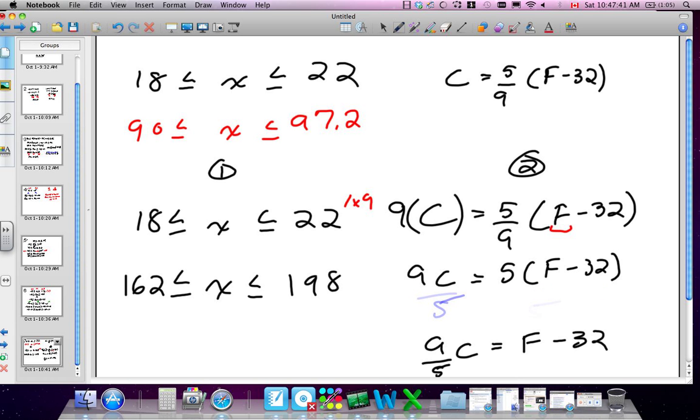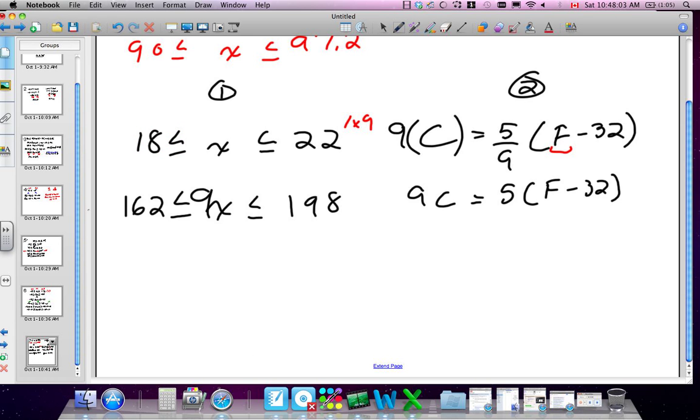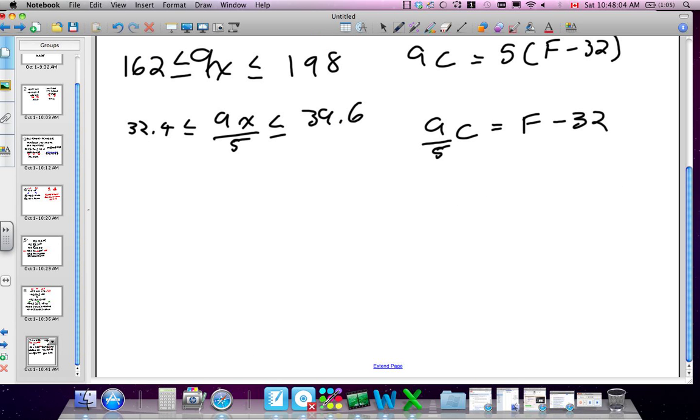What are we going to get over here? 32.4. Oh, sorry, I also forgot to put 9x there. And this will become 9x divided by 5, okay? Less than or equal to 39.6. Yeah. Okay. And finally, the last part of our inequality is I need to bring the 32 over. So it becomes 9 over 5 C plus 32 is equal to F.